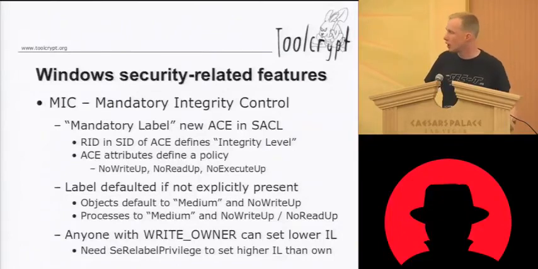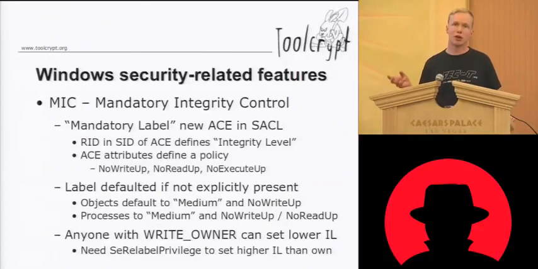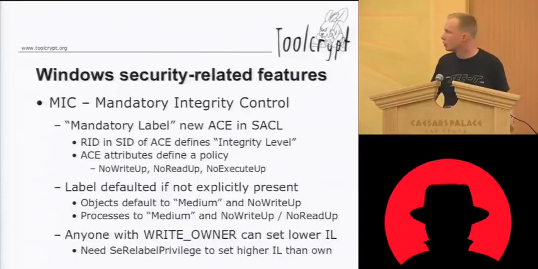The attributes in the access control entry specify a policy. That can be one of no write up, no read up, or no execute up. Protected mode Internet Explorer only uses the no write up policy, which means that this process running under a lower integrity level cannot write to objects that have been tagged with a higher integrity level than low, which is what protected mode Internet Explorer is running as.